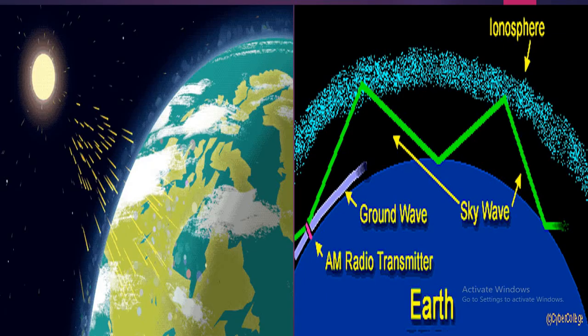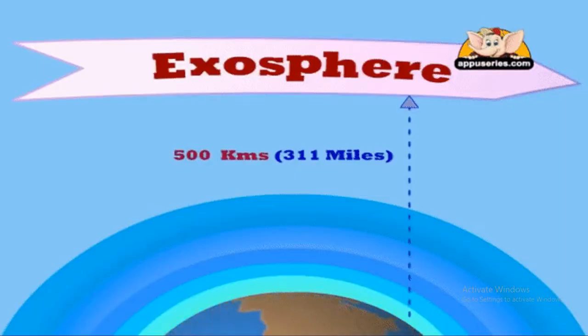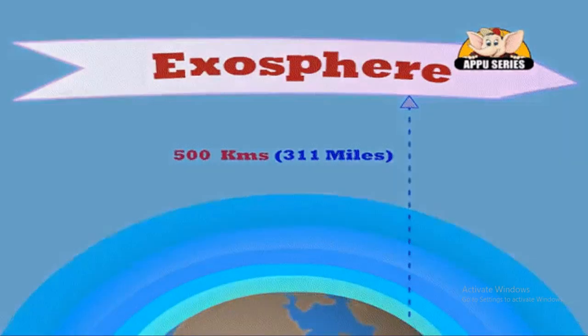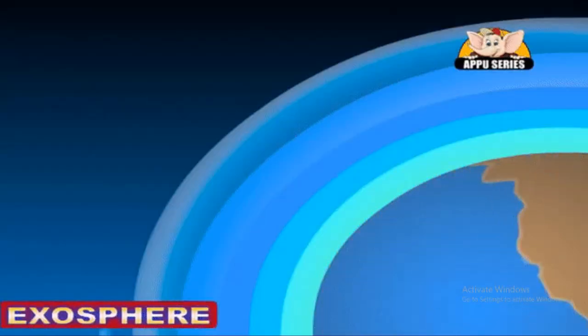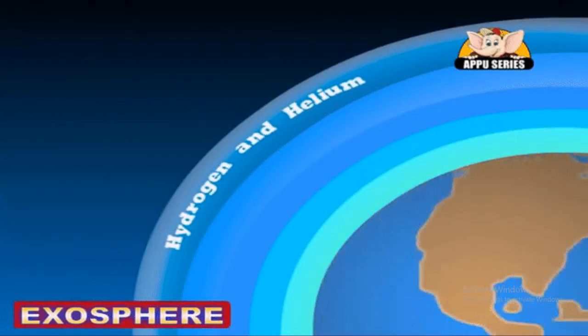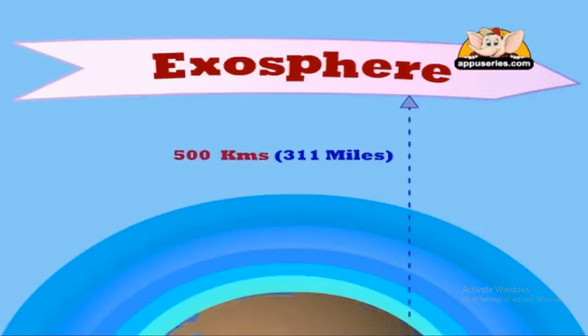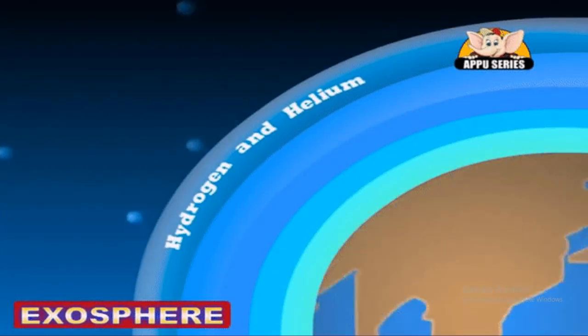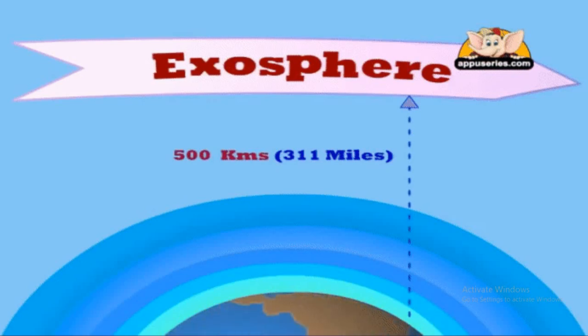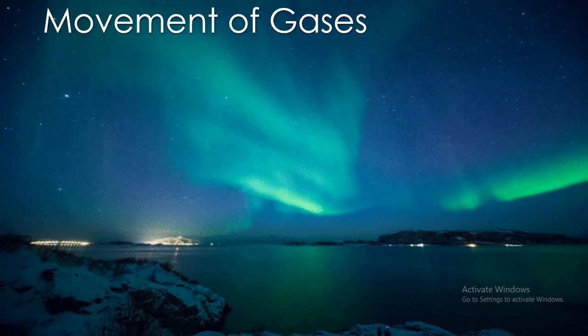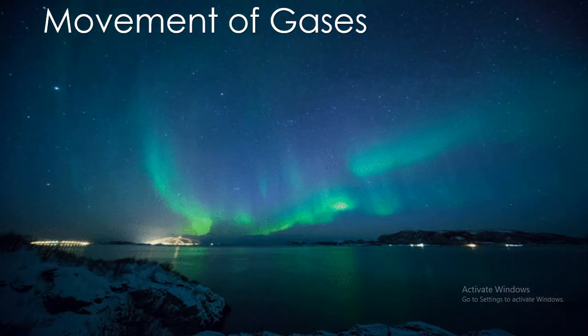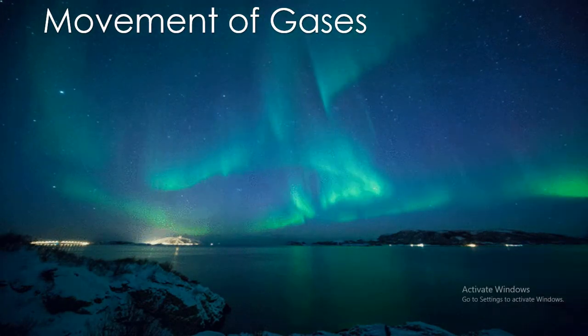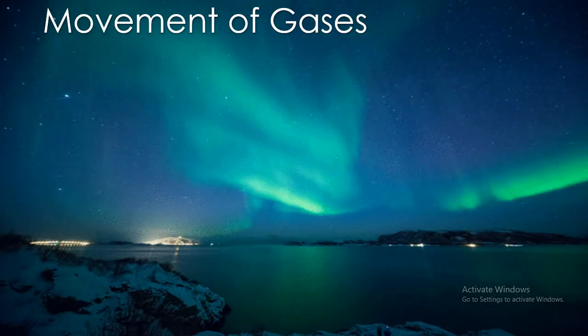Exosphere. Okay, the exosphere is about 500 kilometers from the Earth. It is called the uppermost layer of the atmosphere, where the layer is extremely rarefied with gases and gradually merges with the outer space. These were the rarefied gases which move throughout day and night.